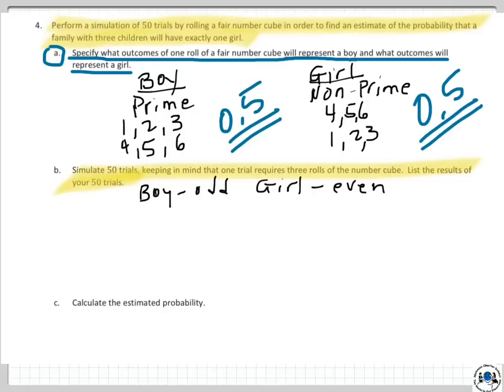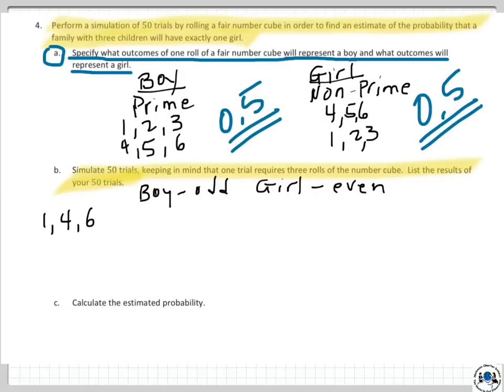Okay, and let's say I rolled, and I don't have a die in front of me right now. Maybe I'll go grab one. But let's say I rolled a 1 and then a 4 and then a 6. I can put the commas or not put the commas, I don't care. 1, 4, 6.